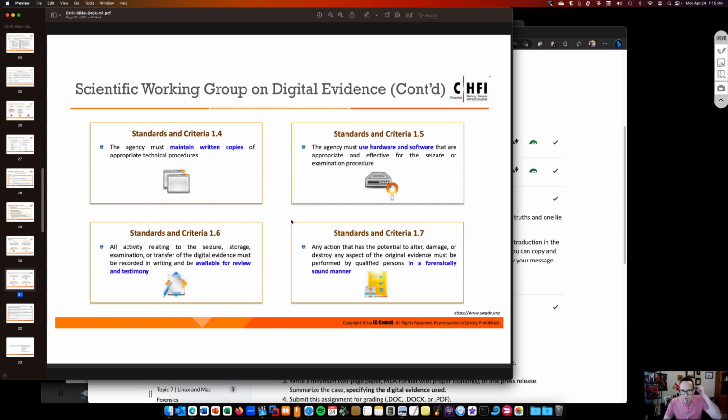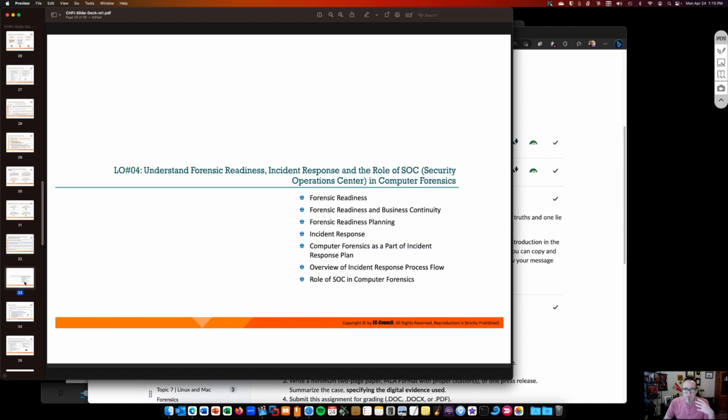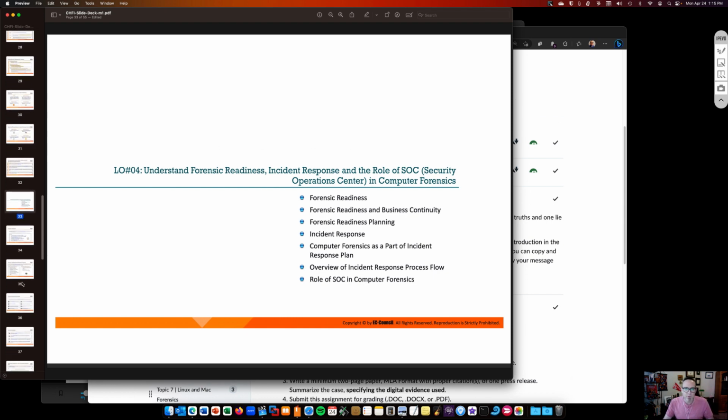Hardware, software being used, how to maintain written copies. So there's a lot of processes that help establish a forensically sound process. There's other associations here to help with principles of digital evidence. The Department of Justice has PDFs to help with this too. And the chapter wraps up with these last things here: forensic readiness.